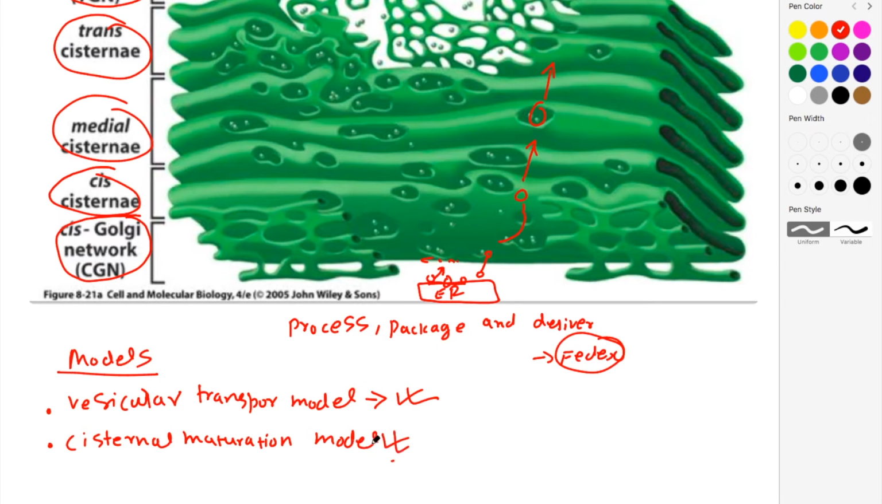And the cisternal maturation model basically means that these cisternae are transient. Okay, they have a short lifespan.